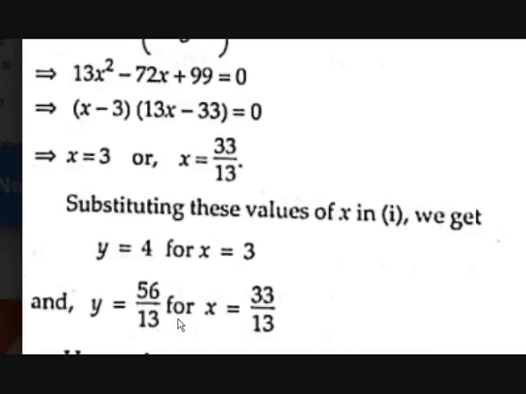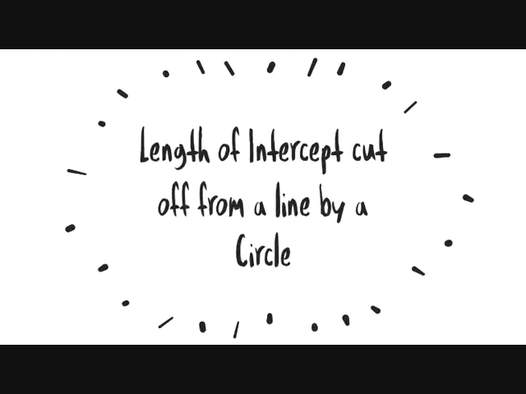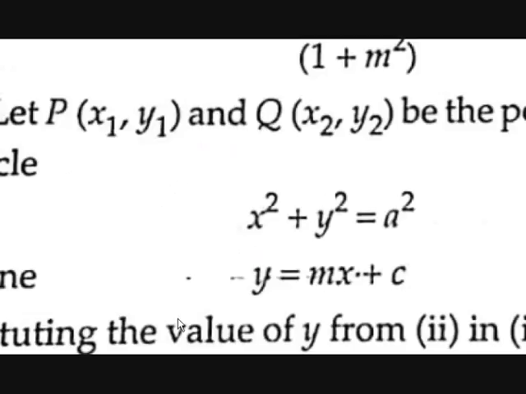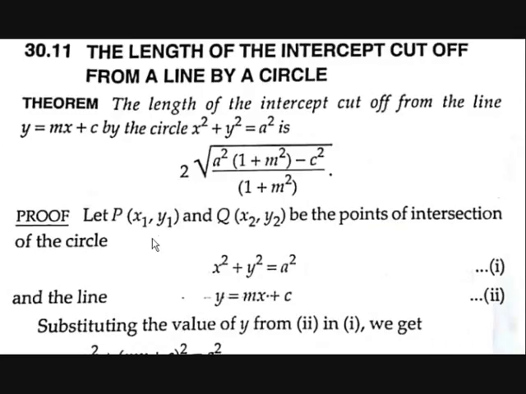Okay, now let's see another concept, the length of the intercepts. The length of the intercept cut off from a line by a circle. Okay, the theorem is that the length of the intercept cut off from the line y is equal to mx plus c by the circle x square plus y square is equal to a square is 2 root of (a square into (1 plus m square) minus c square) by (1 plus m square). Here the root is for both numerator and denominator. Okay, proof. How can we prove that?